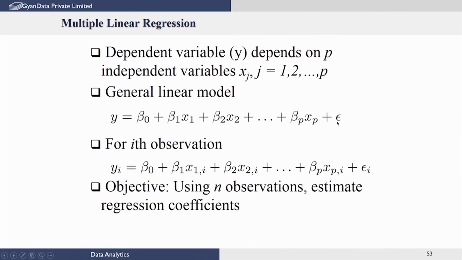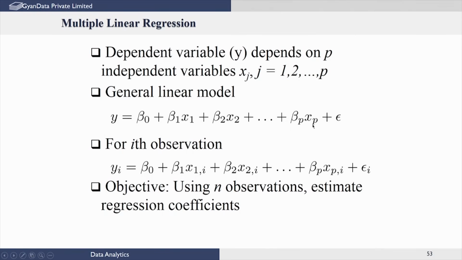In addition we also have an error. This error is due to error in the measurement of the dependent variable. In ordinary least squares we always assume that the independent variable measurements are perfectly measured and do not have any error, whereas the dependent variable may contain some error and that error is indicated as epsilon. We do not know what this quantity is, we assume that it is a random quantity with 0 mean and some variance.